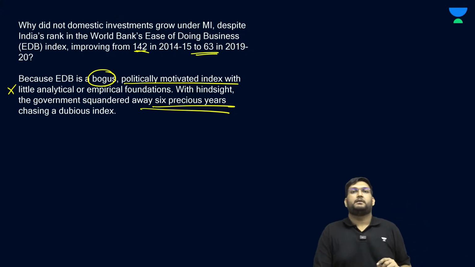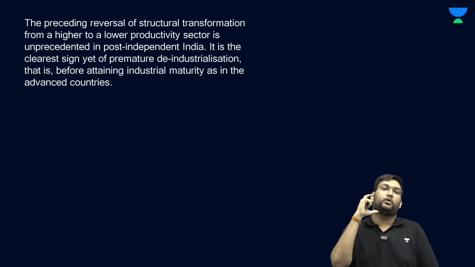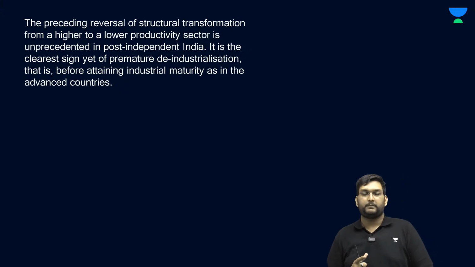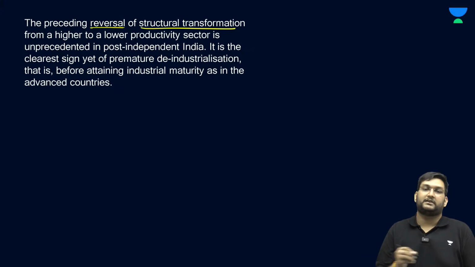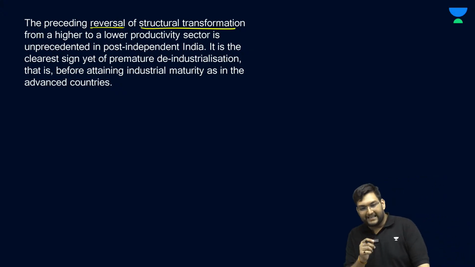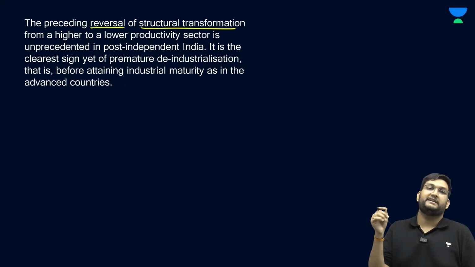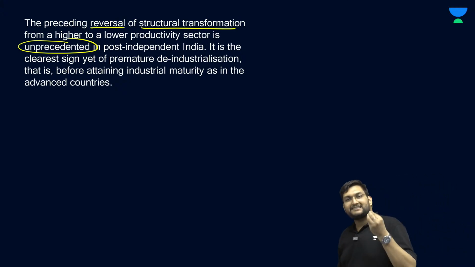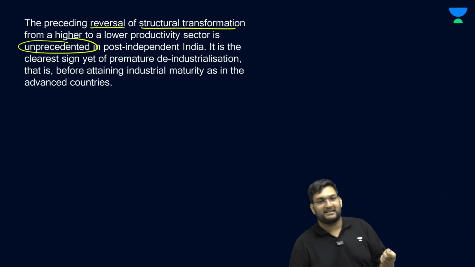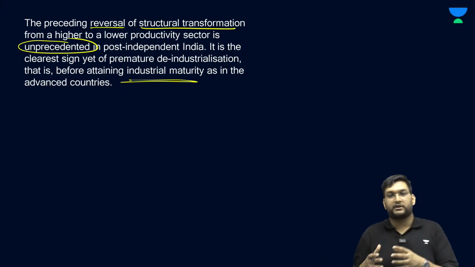This is the real problem, and this line of this article is going to be very, very important for any question which can come in the examination. It says there is a reversal of structural transformation from a higher to a lower productivity sector in post-independent India, which is unprecedented, and it is the clearest sign of premature deindustrialization before attaining maturity in the industrial sector.